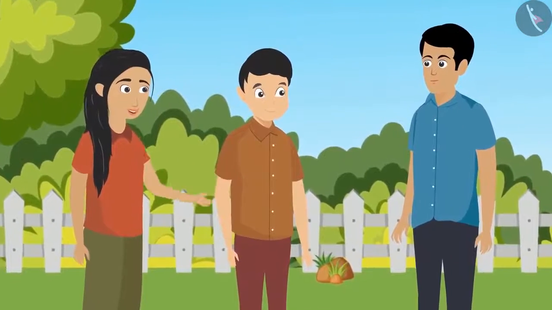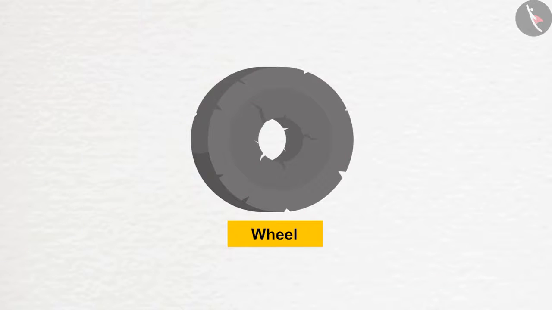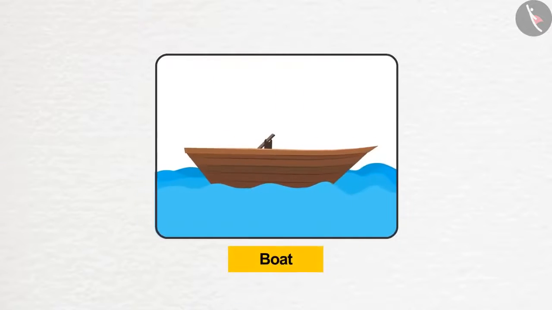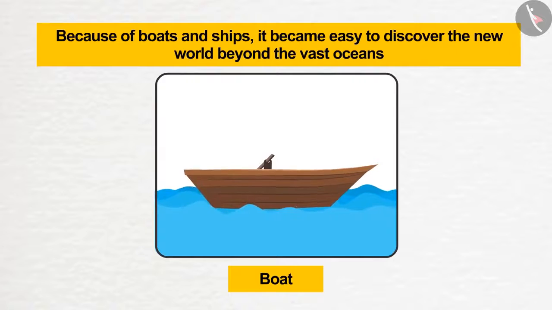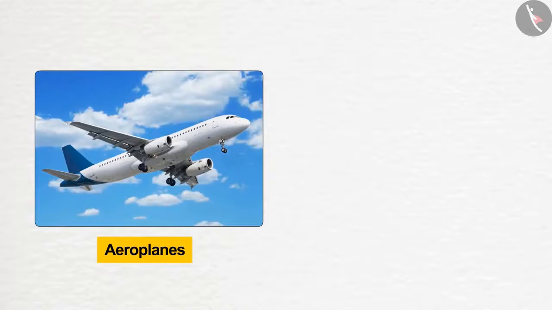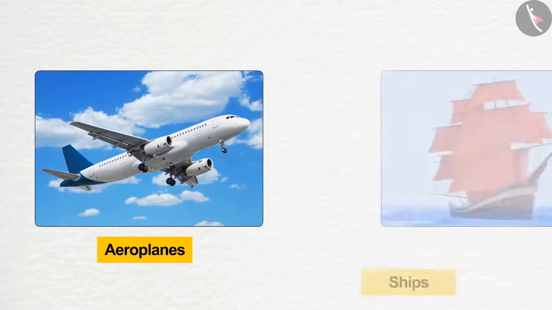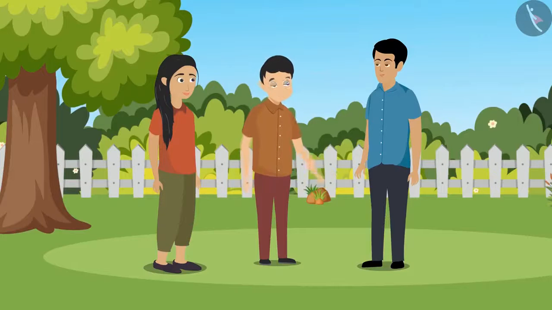Okay, tell me, what do you know about the development of vehicles? I know that thousands of years ago, with the invention of the wheel, a lot of change has taken place in the lives of human beings. Other than the wheel, the invention of the boat also made a huge impact. Because of boats and ships, it became easy to discover the new world beyond the vast oceans. Do you know, before the invention of aeroplanes, people used ships to travel long distances? I also love to travel by boat.